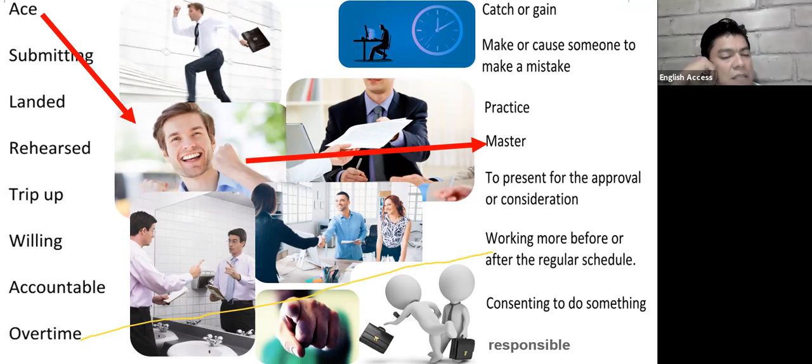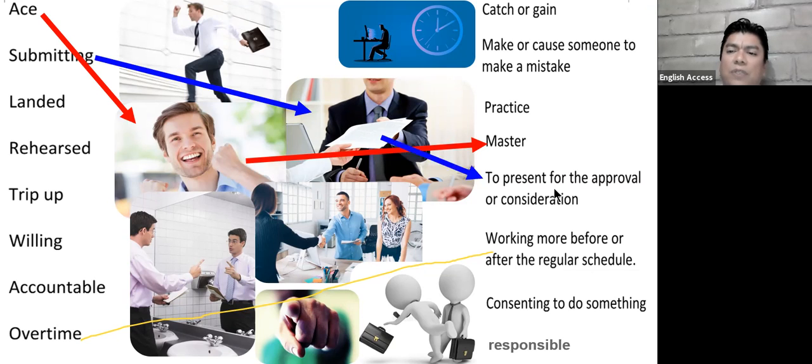You have 5 seconds. Okay, time's up. Now let's check the next one, submitting. What's submitting for you? Okay, submitting will be this picture right here. And what is the definition? To present for approval or consideration.